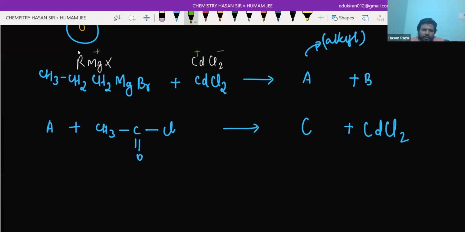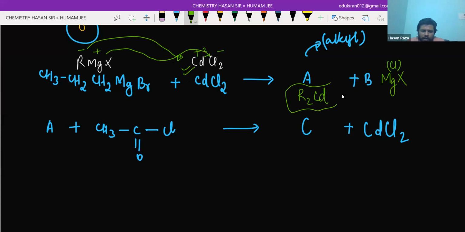This is your positive, this is your negative. So this negative will be going with the positive, and with dialkyl cadmium you will get R2Cd, because this is in +2 and this is in -1. And this positive will be going with this negative, so what you will get is MgClX, something like this, two moles of this you will get. So concentrate on this R2Cd.